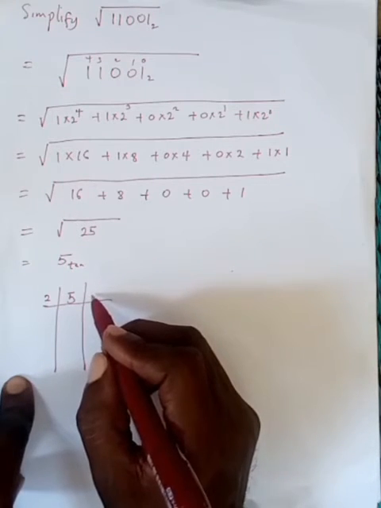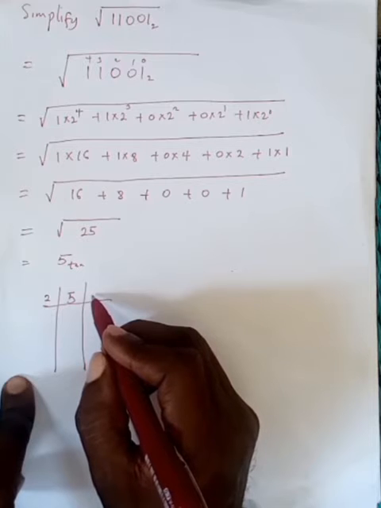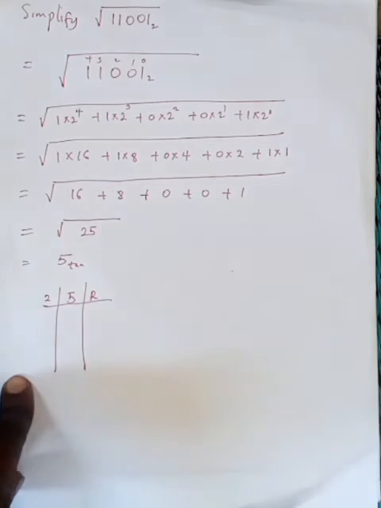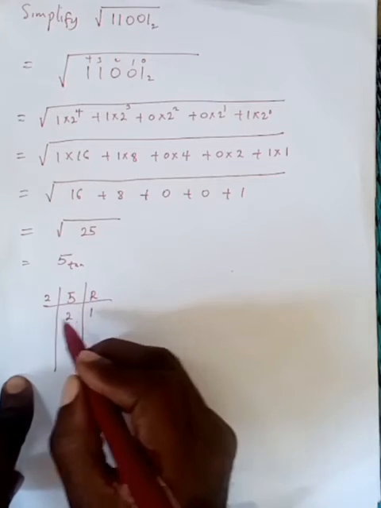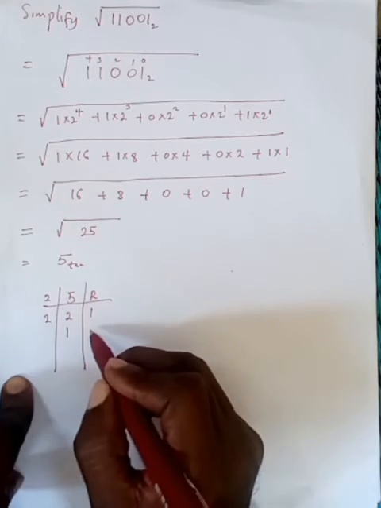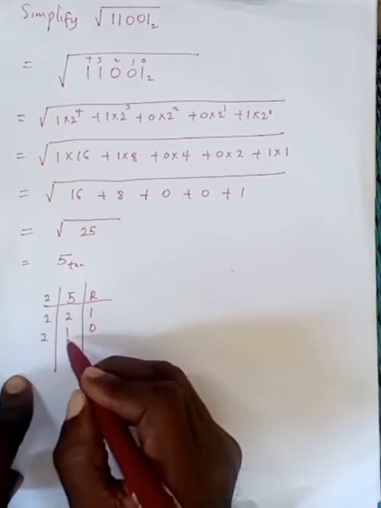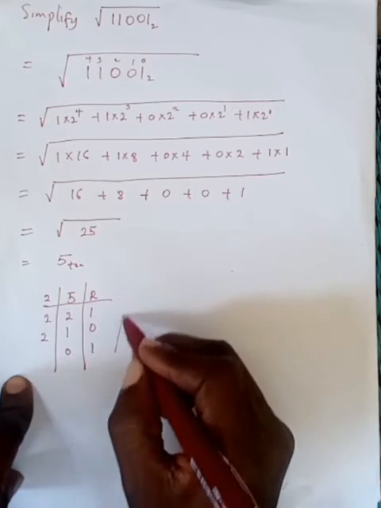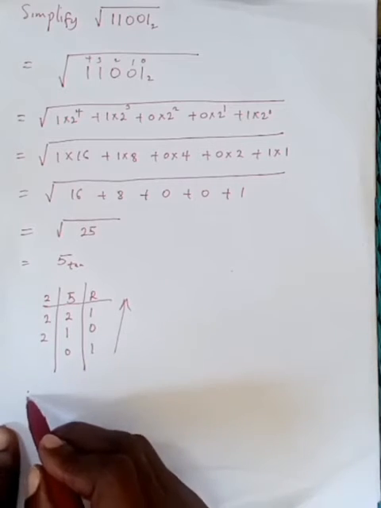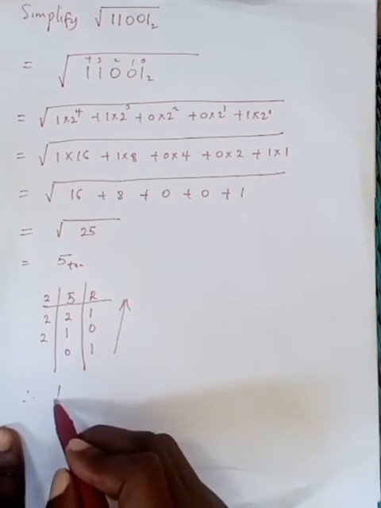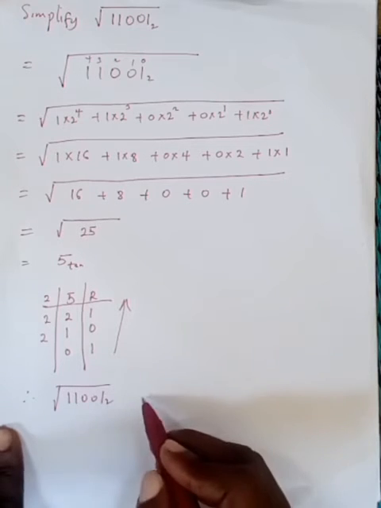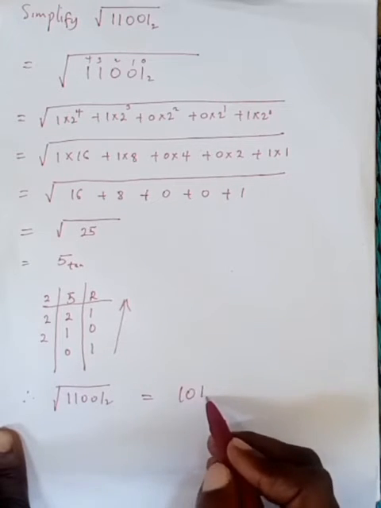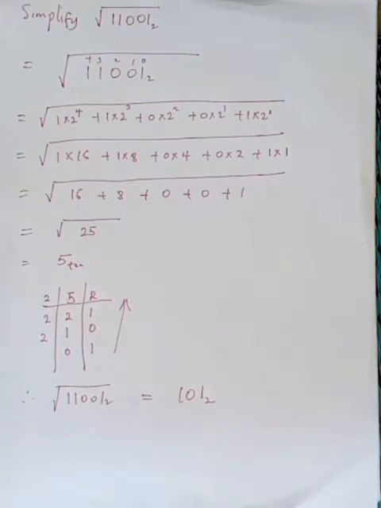The remainder at each level of division will be kept here. 2 into 5 gives 2 with a remainder of 1. 2 into 2 gives 1 with a remainder of 0, and 2 into 1 is 0 with a remainder of 1. So we can conclude that the square root of 11001 base 2 is equal to 101 base 2.